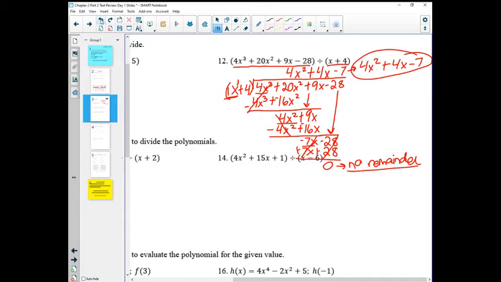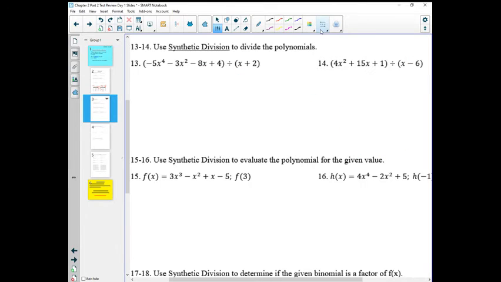That's a little bit of a review over long division with polynomials. On questions 13 through 14, it states use synthetic division to divide the polynomials. This comes from section 2.3b, where we learned about synthetic division.